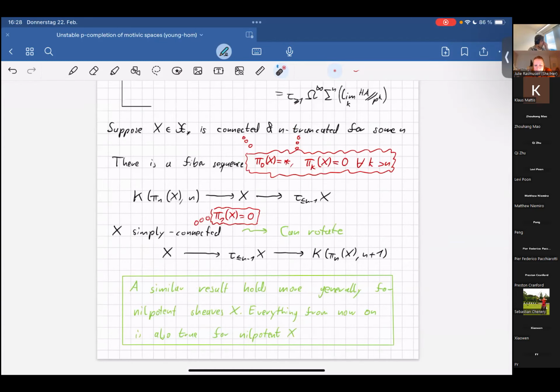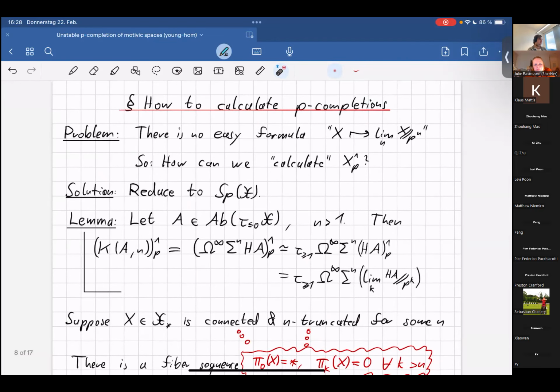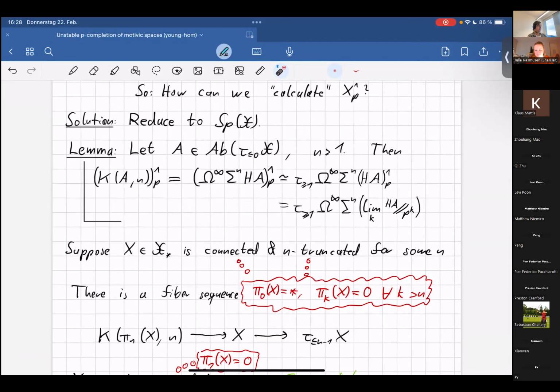Also, maybe what I should say is that by how to calculate p-completions, I don't mean that you start with some space and you can explicitly calculate the space you get by p-completion, but it's more like a tool which you can use in proofs to say something about how the p-completion works by reducing it to the simpler case of p-completion of Eilenberg-MacLane sheaves.